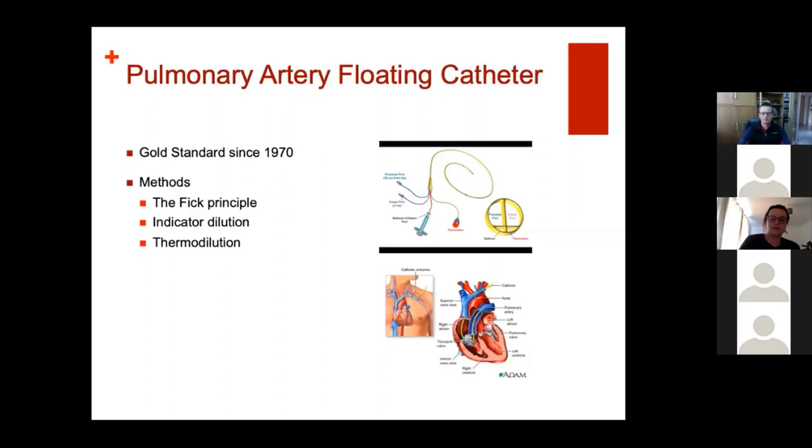So the pulmonary artery catheter, it's a gold standard, actually one method of it, it's a gold standard to monitor cardiac output since 1970. And we can measure cardiac output using one of those three methods, or some of them we can actually combine. So that's the Fick principle, indicator dilution, and thermodilution.